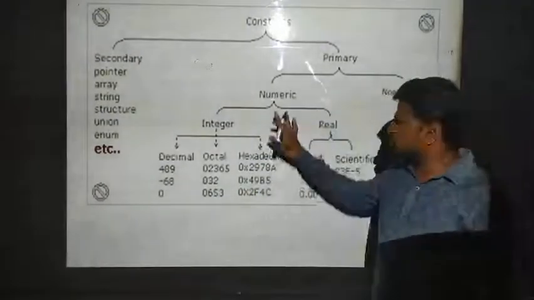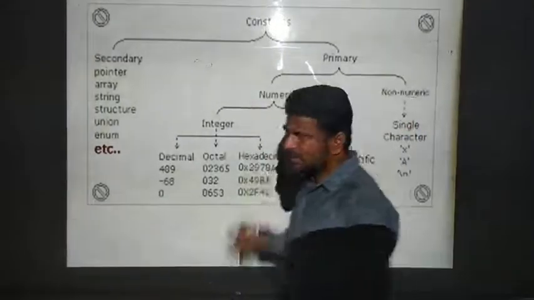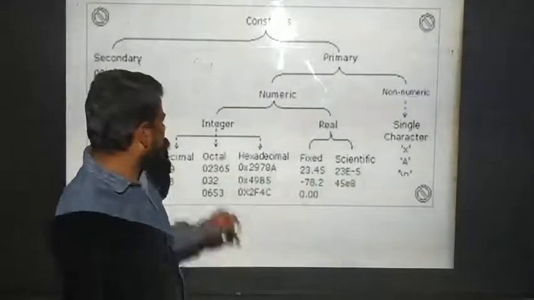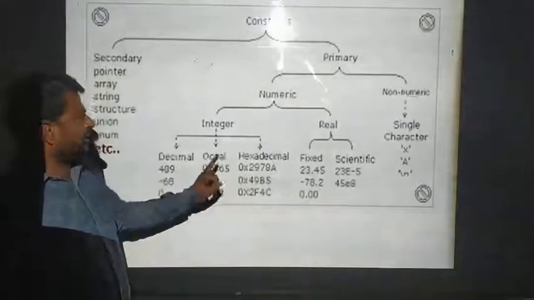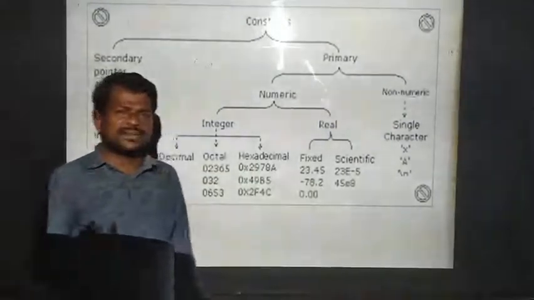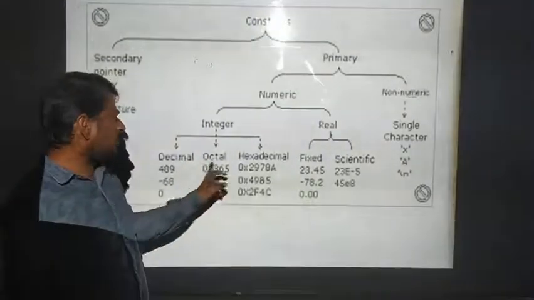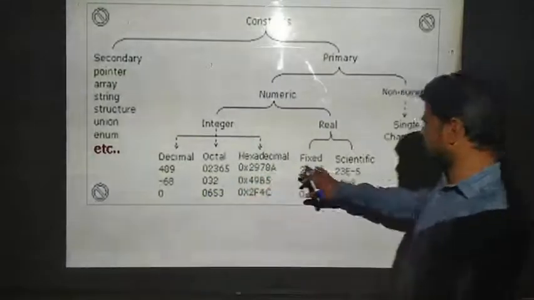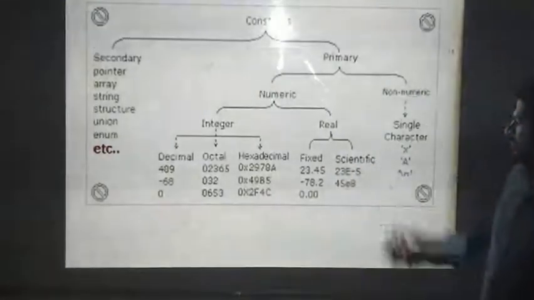In primary constants, there are numeric constants and non-numeric constants. In numeric constants, there are integer constant and real constant. In integer constant, there are decimal, octal, hexadecimal. Decimal means related to 10. Octal means 8. Hexa means 16. If you see real constants, there are fixed order and scientific order.